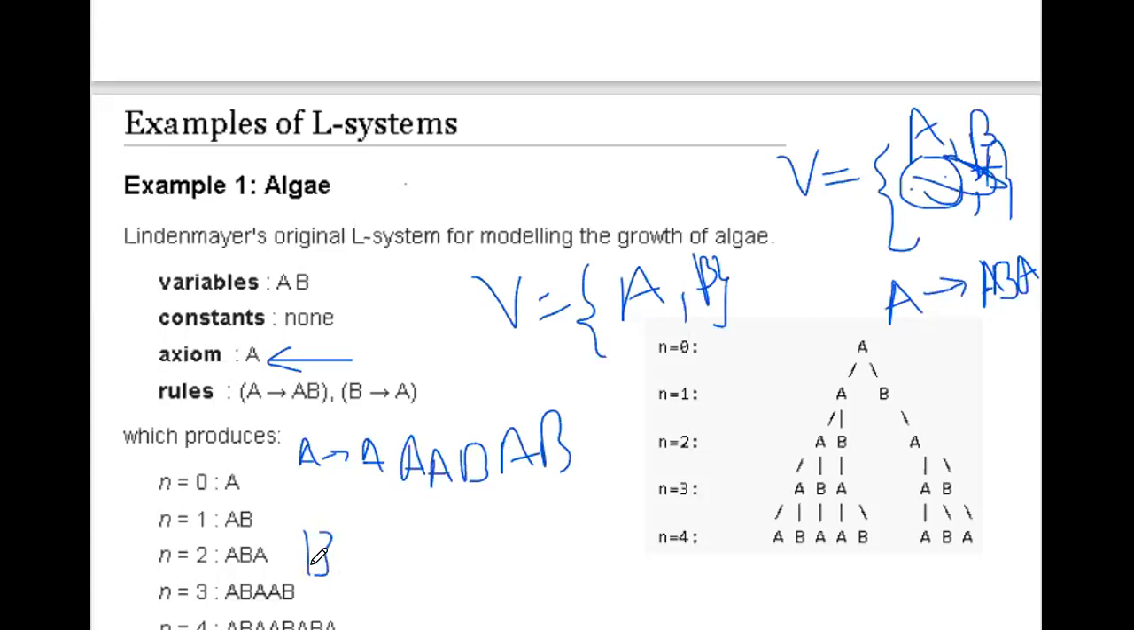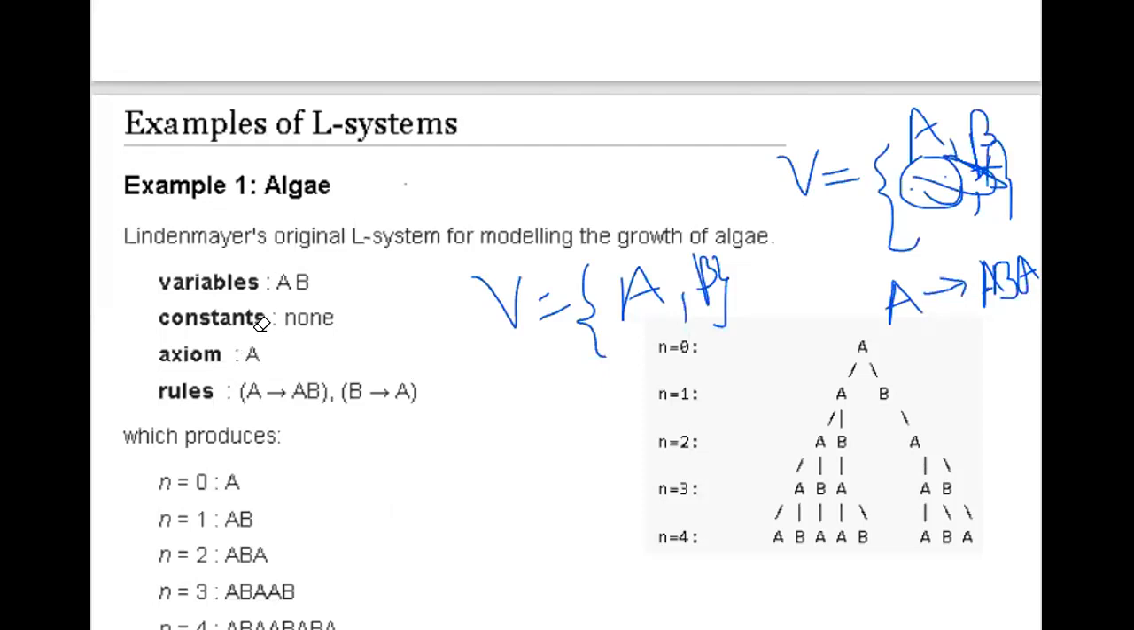And B is converted to another one, so A, B, B. You can define any rule, right? So I will use this rule, I will stick to Lindenmayer's rule. These are the rules because we have only two variables, no constants. So A is converted to AB and B is converted to A.